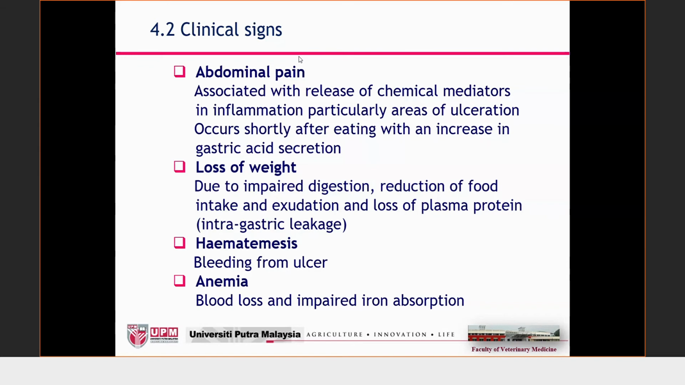There's also bleeding from the ulcer. That's why patients with gastric ulcer, we might occasionally see vomiting of blood, isn't it? And with the loss of blood, the animal might also have anemia. So these are some of the common clinical signs you expect to see in animals with gastric disturbances or dysfunction: pain, loss of weight, hematemesis, as well as anemia.